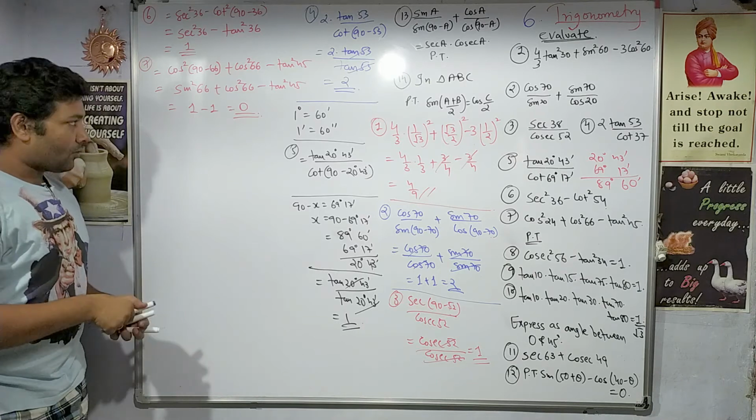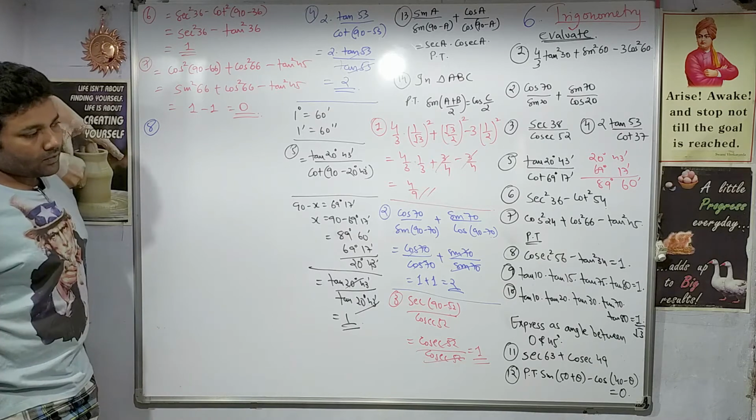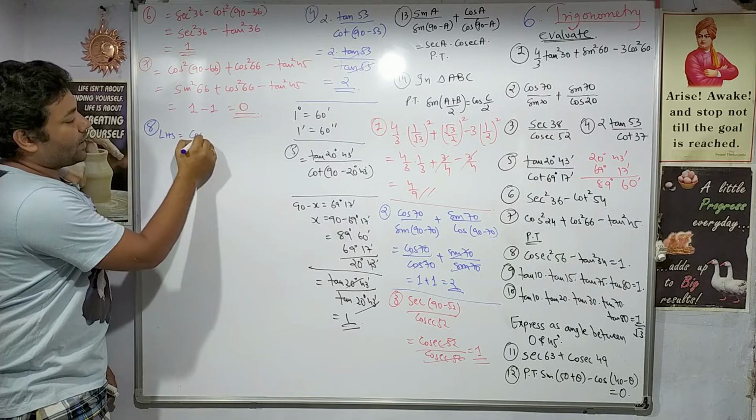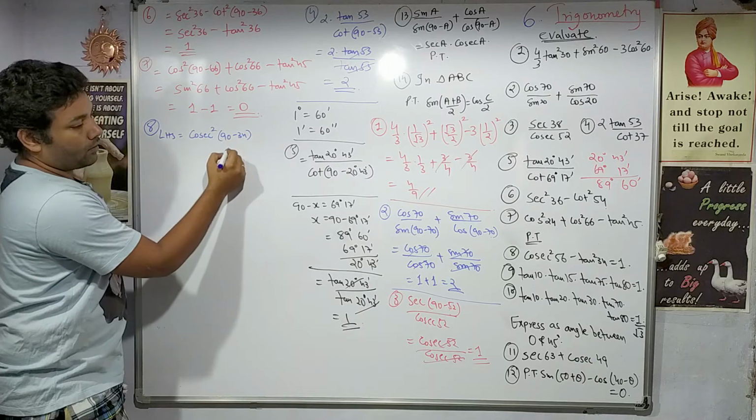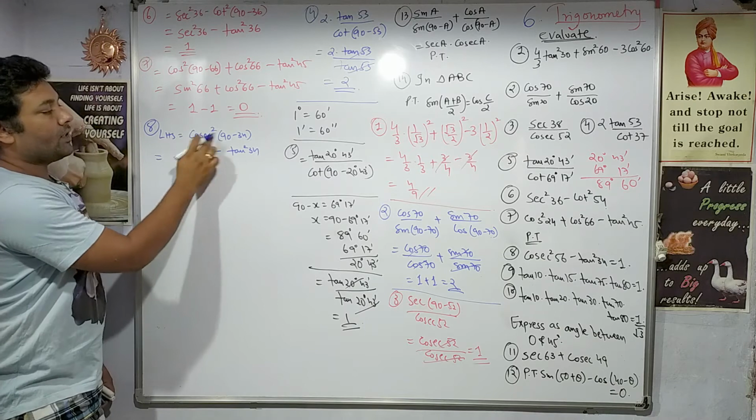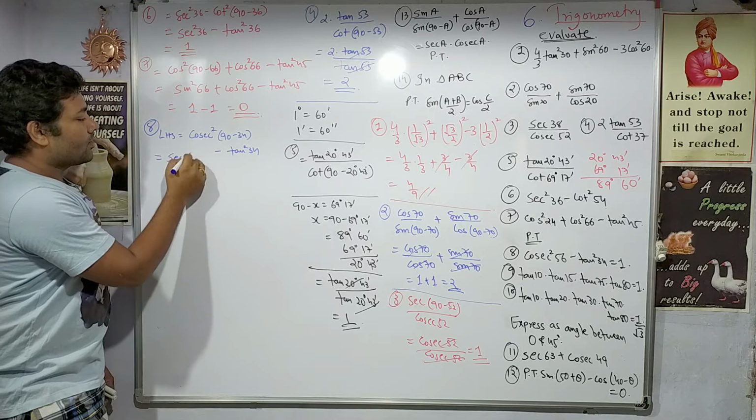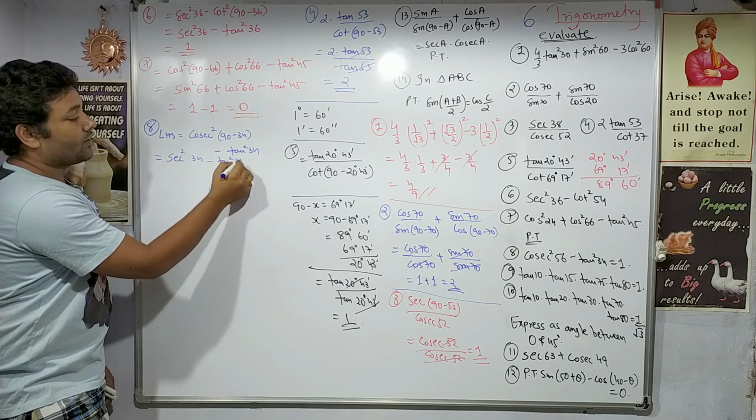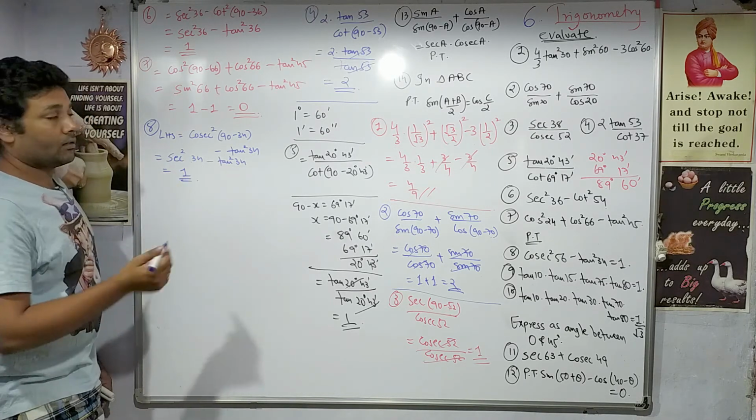Then prove that type of the sums. Let us do the 8th one. Cos square, so we'll take LHS. Cosec square 56 can be written as 90 minus 34, minus tan square 34. What is cosec 90 minus theta? Sec theta. Sec 34. So sec square 34 minus tan square 34. Square relation. So the answer will be 1.